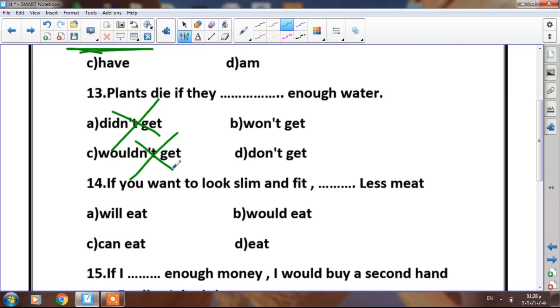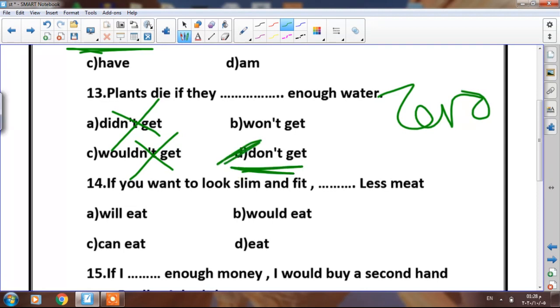If they won't get enough water, they will die. This is, we call it what? Zero conditional. It's a fact. If plants don't get enough water, they die. So the answer will be don't get. Why don't get? Because it's a zero conditional referring to the meaning of the fact. So the answer will be don't get because it's a zero conditional.